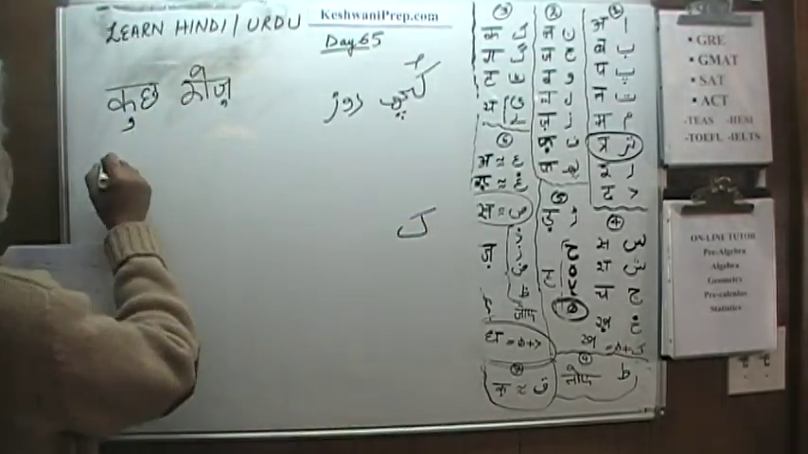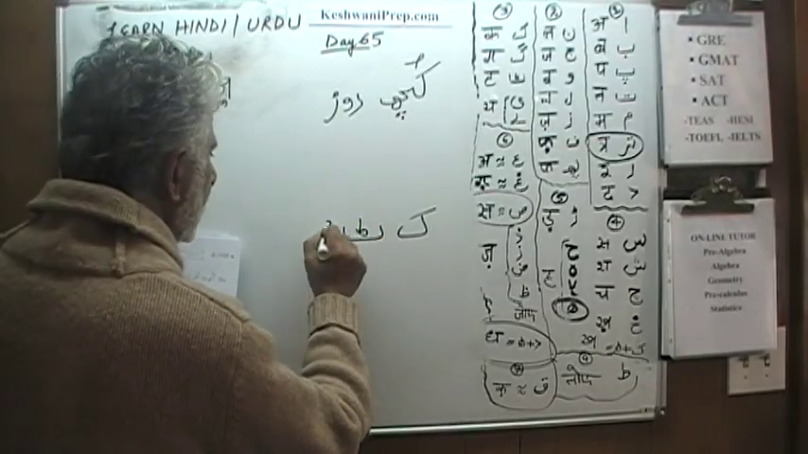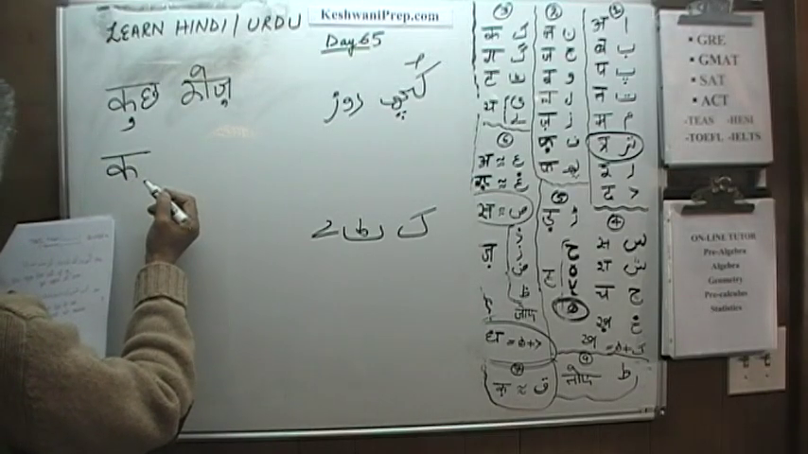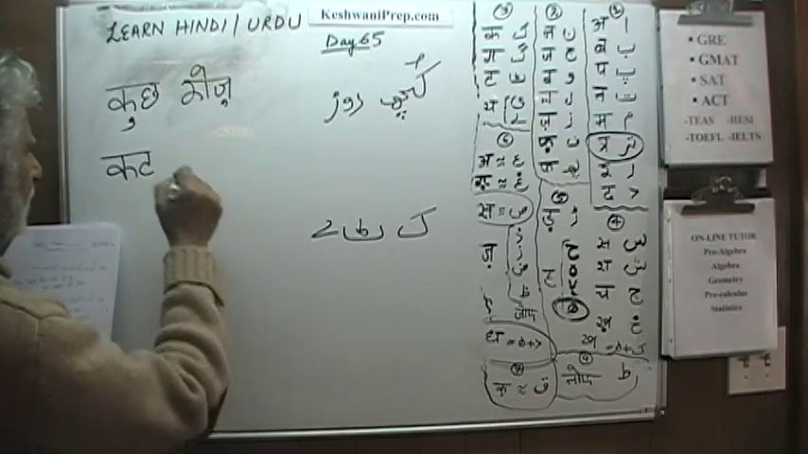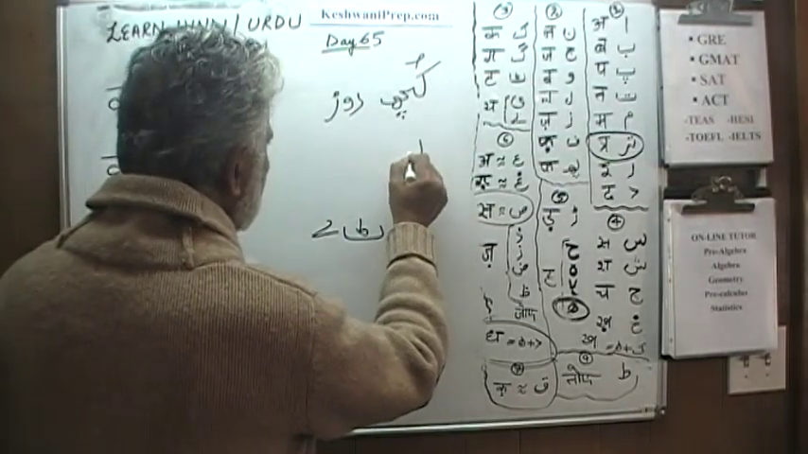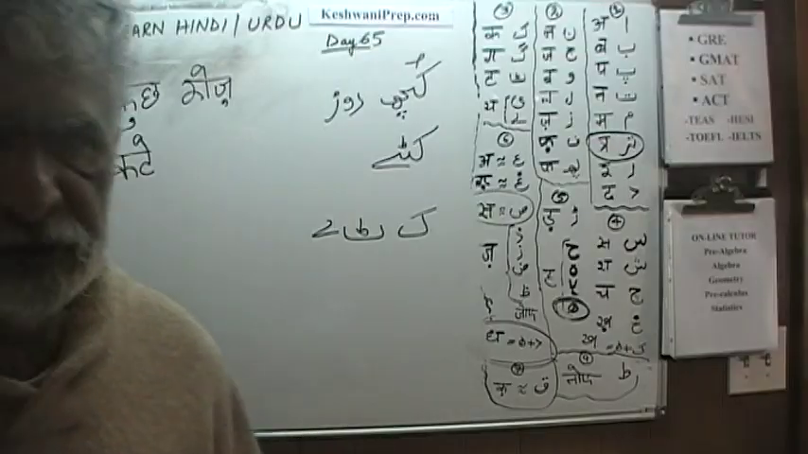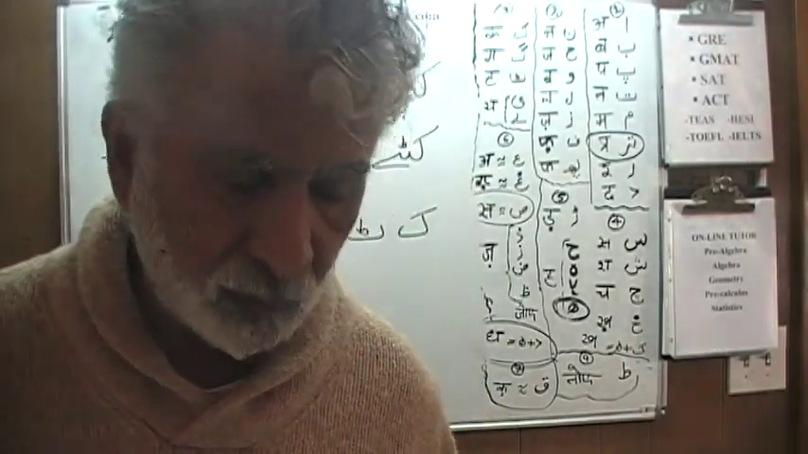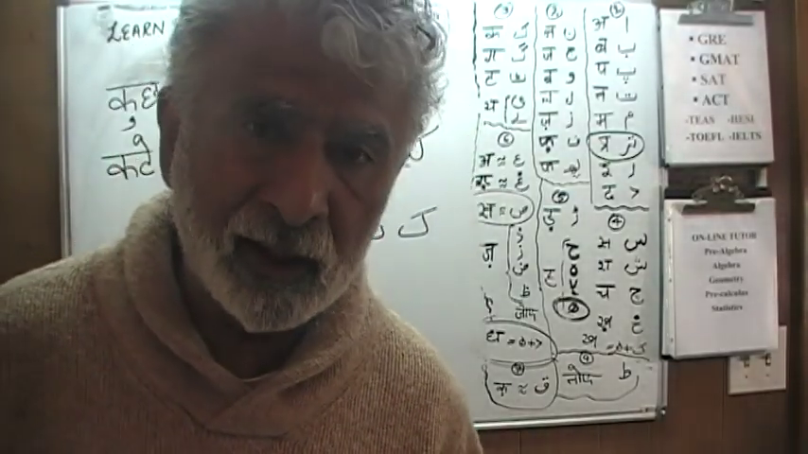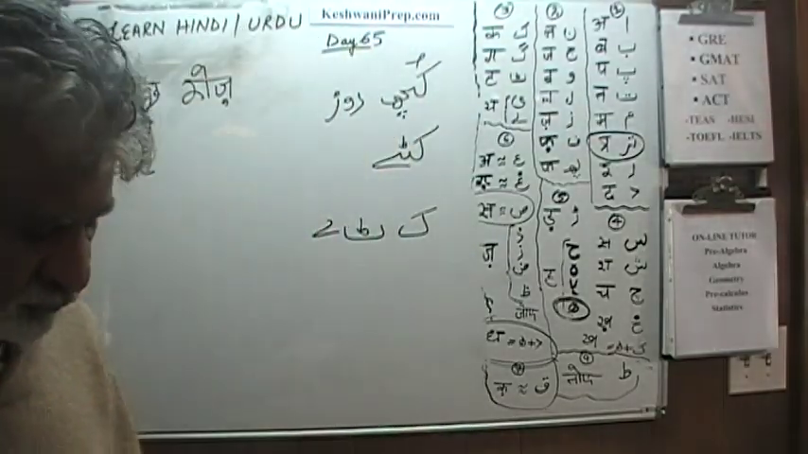Kate. Ka, and then ta, and the badi. How do you write ta in Hindi? Ta. And this badi serves as the ek hi matra. Kate. Let's put them together. So it's going to be ka, ta, and the badi. Kuch roz kate. Kate means few days went by. Kate means to go by. The time lapses. Kuch roz kate.